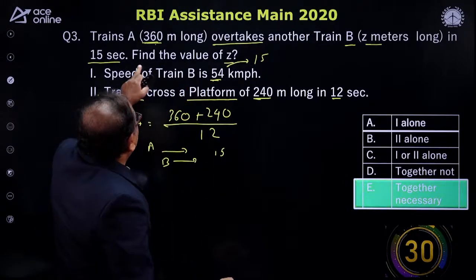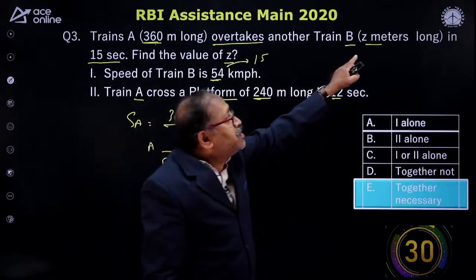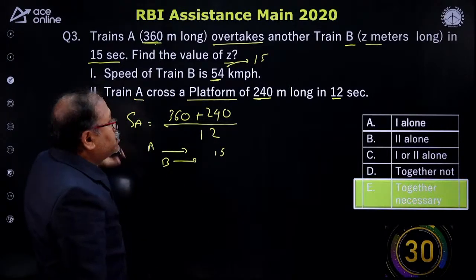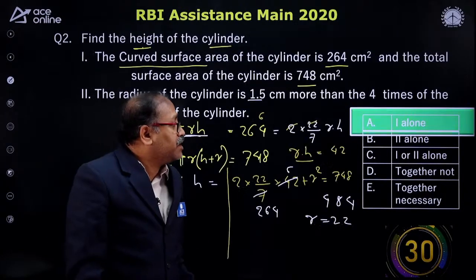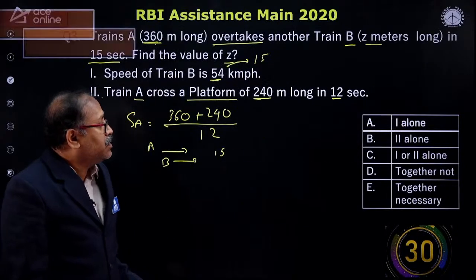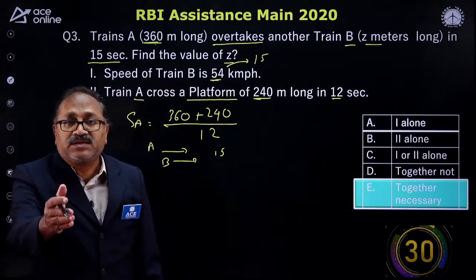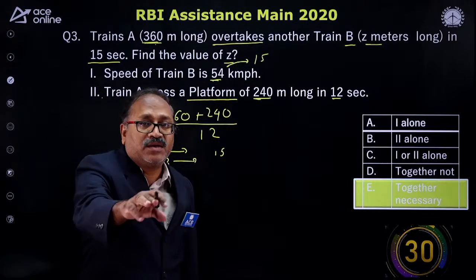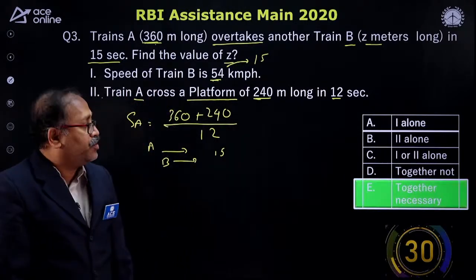From that, if you take out the length of train A, you will be getting the length of train B. So you are asked the Z value. Z is nothing but length of train B. So I need the first one and also the second one to answer the question. So you rightly answered the question, and it is together necessary. Now there are 5 questions of data sufficiency. This is the fourth. The fourth one is on the board here.